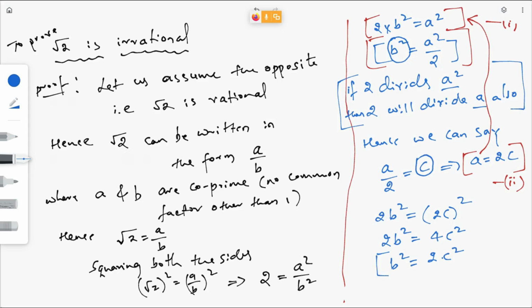So b square is equal to 2c square. What is the meaning of this? 2 into some number is equal to b square. So 2 divides b square. Because 2 into some number is b square, hence we can say 2 divides b square. If 2 divides b square, then definitely 2 divides b. Again same: if 2 divides a square, 2 will divide a. So here 2 divides b square and then 2 will divide b. Copy this one and ask me if you have any doubts.